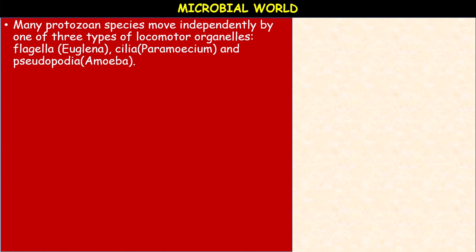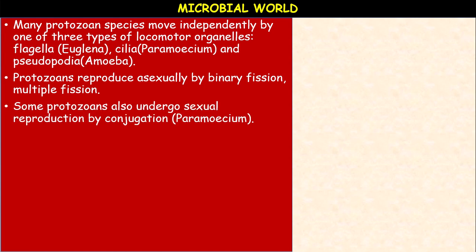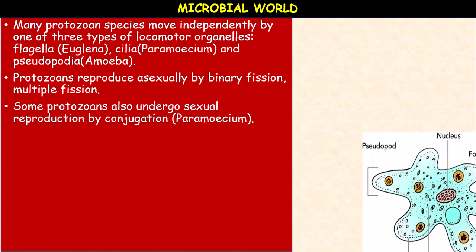So, they are heterotrophic organisms and obtain their food from the host, and the protozoa are eukaryotic organisms with a definite nucleus and membrane bound cell organelles. They reproduce asexually by binary fission or multiple fission. The process of reproduction is complex and has both sexual and asexual modes. Asexual reproduction takes place by binary or multiple fission, which is common in amoeba. Some protozoans also undergo sexual reproduction by conjugation, example Paramecium.